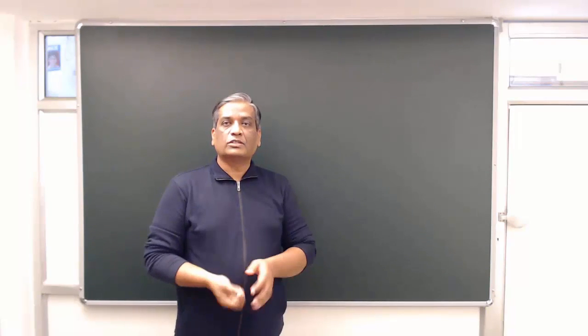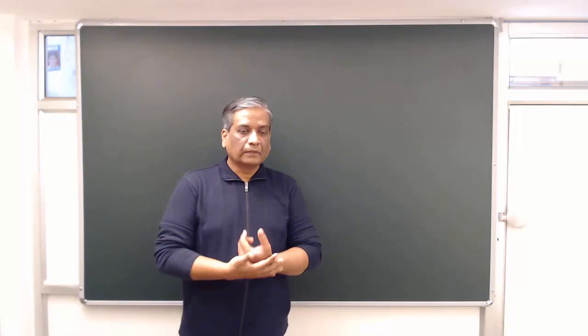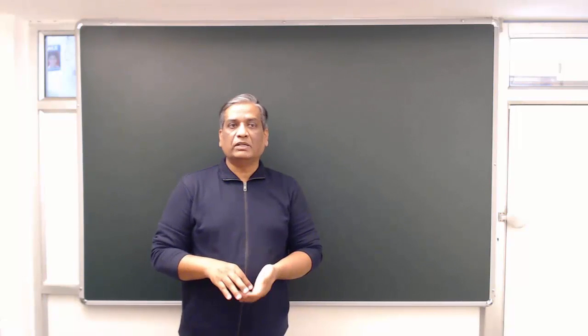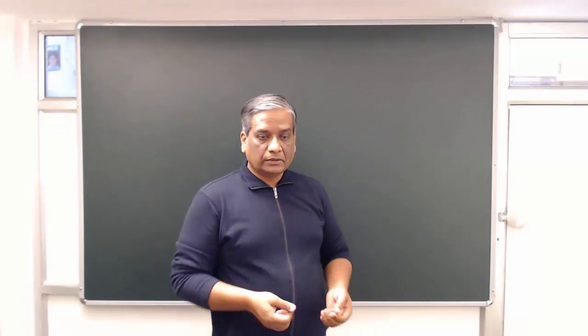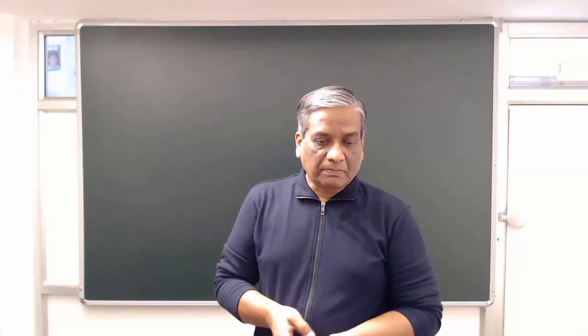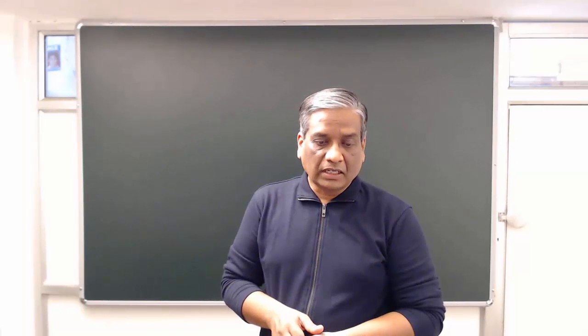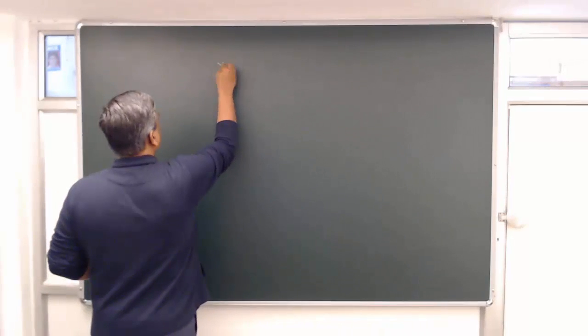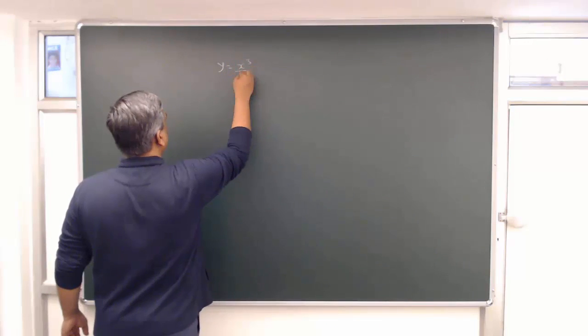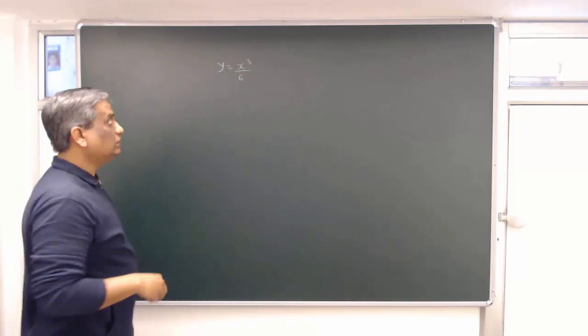Dear student, I hope you have read the question. This question will require a little bit of mathematical knowledge, so I'll explain what it is. It says a block of mass m is placed on a surface with a vertical cross section given by y is equal to x cubed by 6. y is equal to x cubed by 6 is the cross section of the surface.